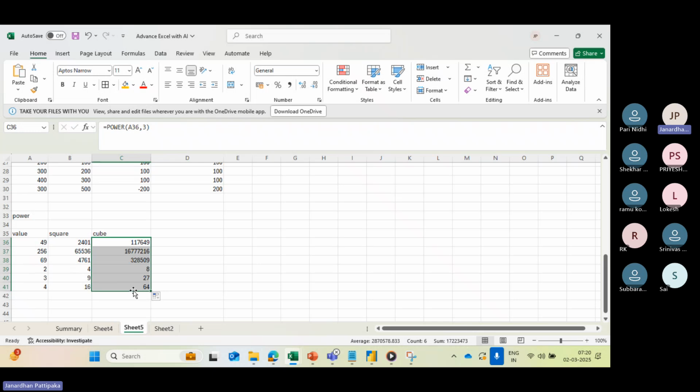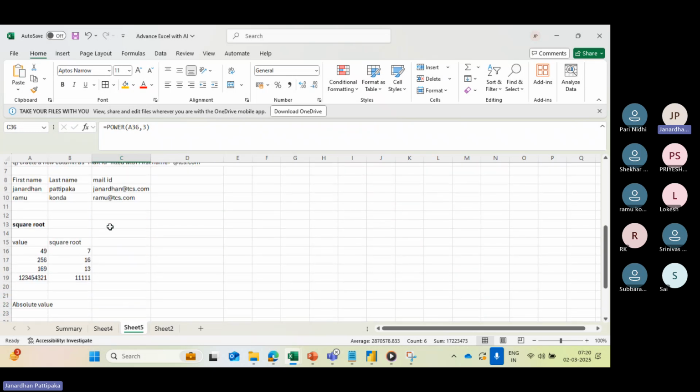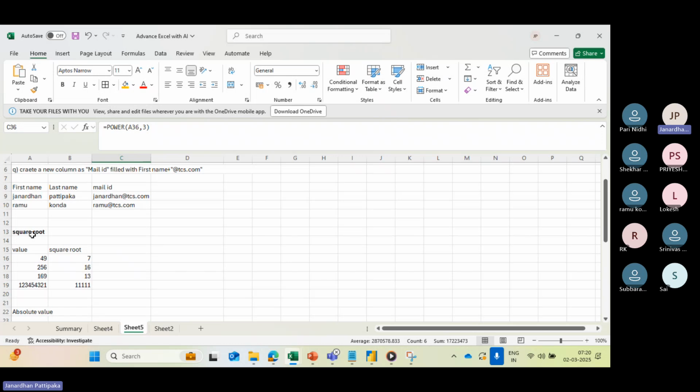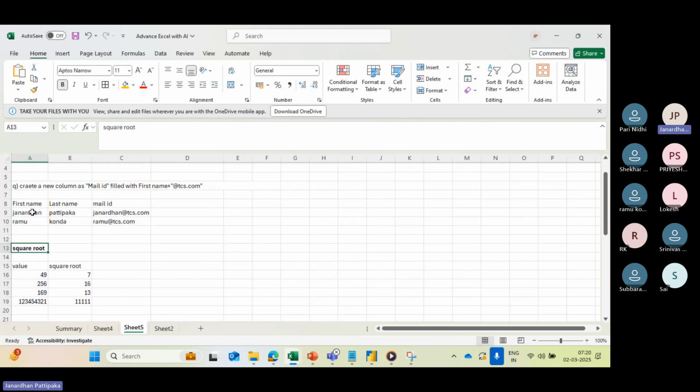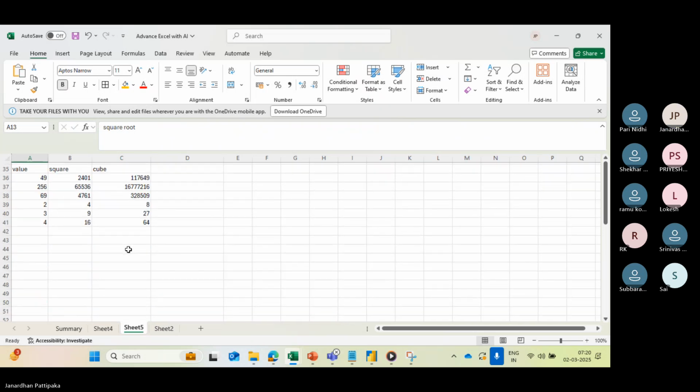So this is how you can calculate the power, the absolute value, the square root, and, if a first name or last name is given, how to add a domain name to that name ID so that you can create an organizational email ID. Now, coming to some other basic concepts, we'll be discussing how to do the percentage calculation.